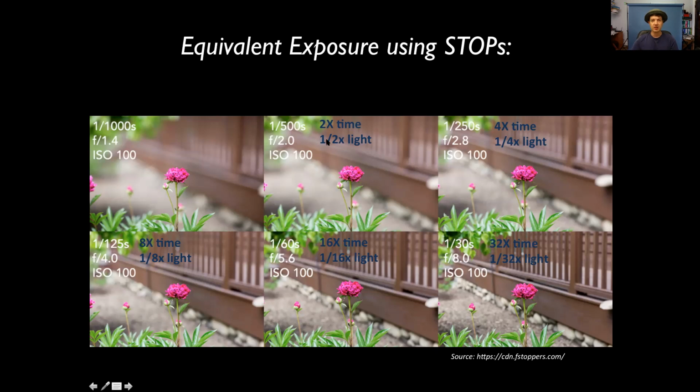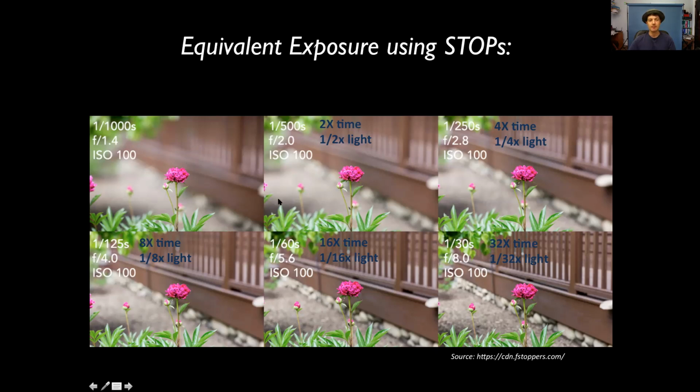And you can see here I've gone in and I've shown you as we move from one image to the next, here we've doubled the time, but we've reduced the amount of light coming in by half. And here we've done this again. We've quadrupled the time because we've doubled it one more time, 1/250th of a second compared to the original, but we're letting in only a quarter of the amount of light of this. And so these are kind of working in powers of twos.